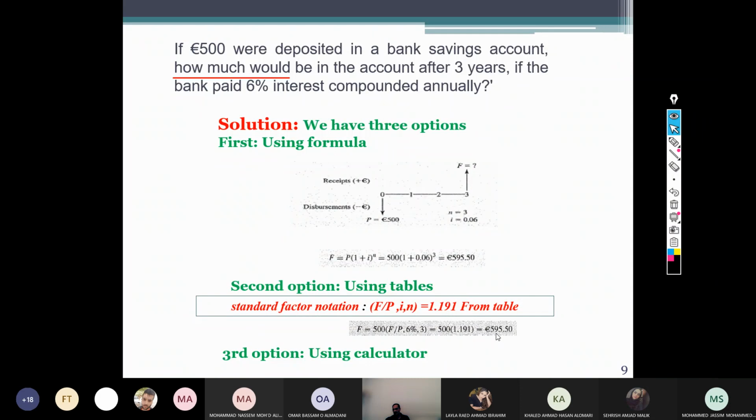Okay, thank you, Khalid. So, the 595, the implication of time value is 95.5. The equivalence, which is based on time value, is the increment.